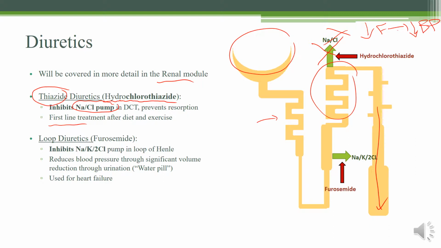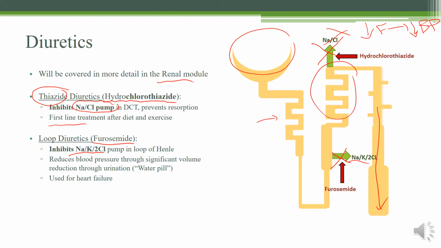Another one that's also very commonly used is the loop diuretic. These are one of the examples. The most commonly used one is furosemide. Now these inhibit the sodium, potassium, chloride pumps. So here's what it pumps right here, and it has pretty much the same effect as hydrochlorothiazide in that you've prevented the reabsorption of the salts.